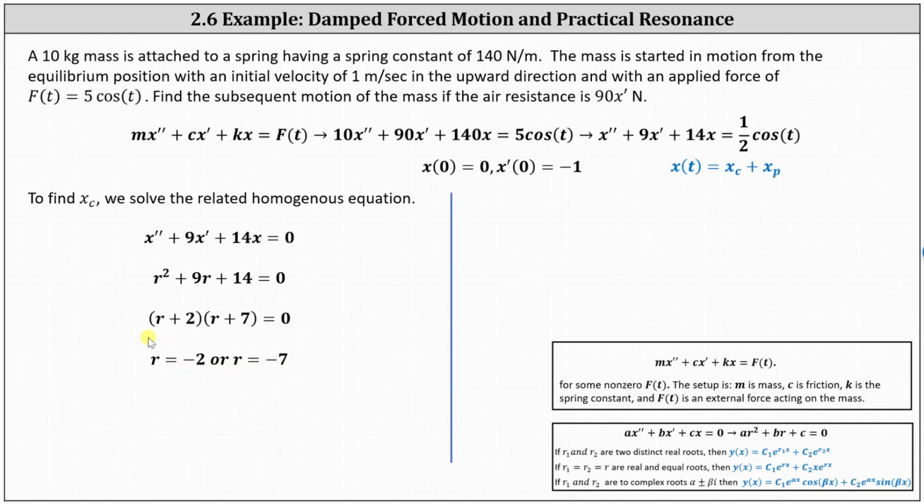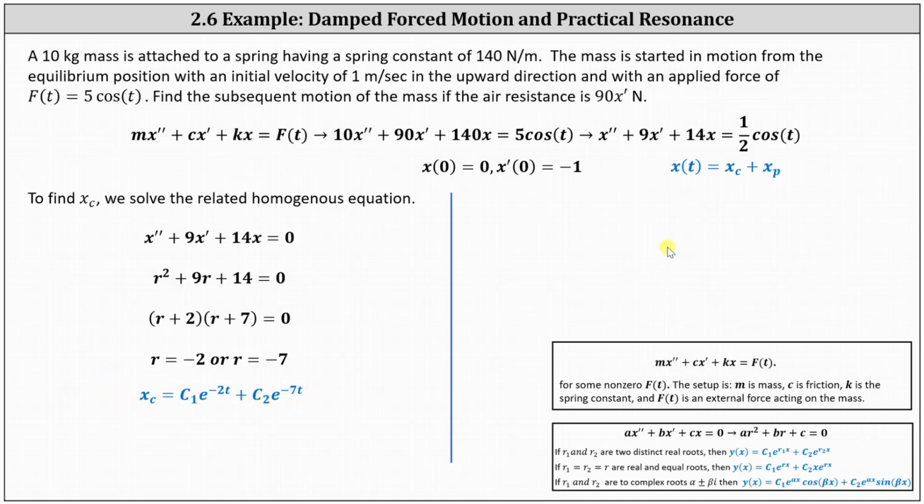From here, we have two real distinct roots, and therefore we should recognize the complementary solution will be in this first form here, but of course we'll have x as a function of t, not y as a function of x, giving us x of t equals c sub 1 e to the power of negative 2t plus c sub 2 times e to the power of negative 7t. So again, this is our complementary solution.